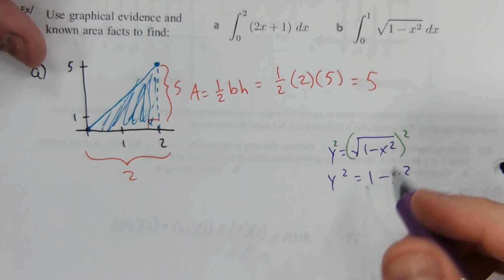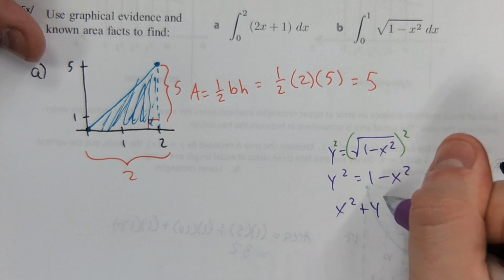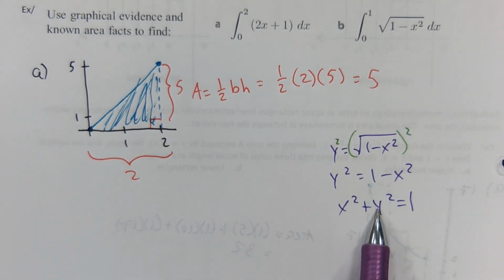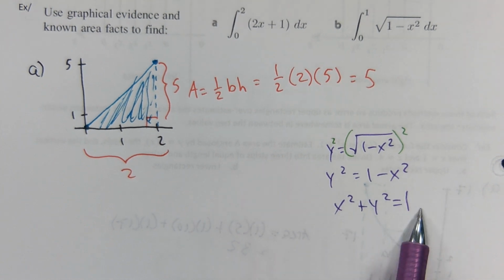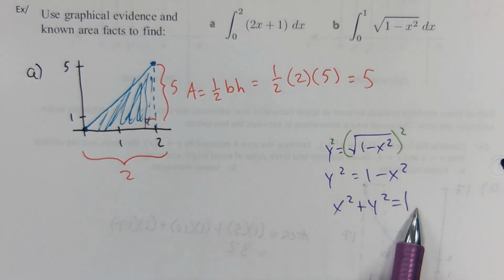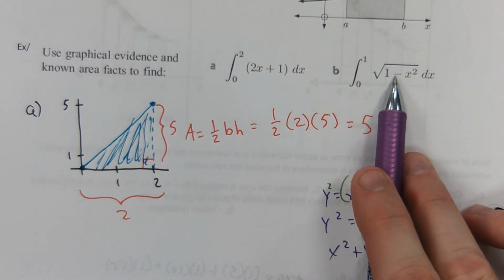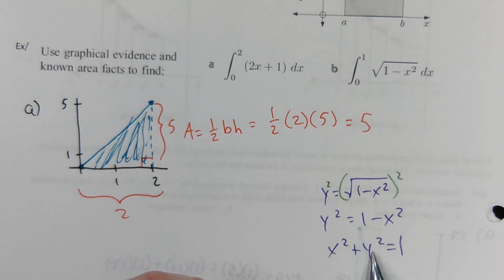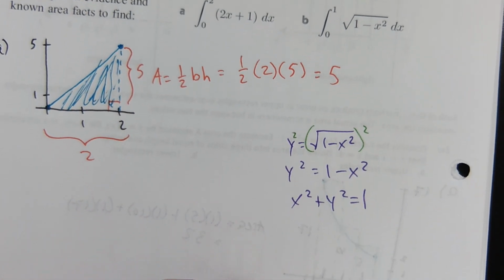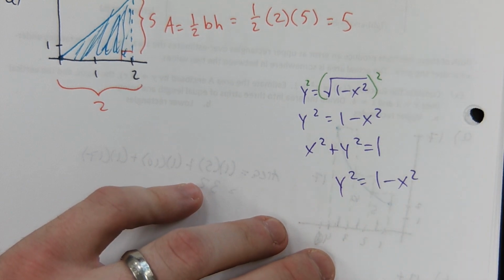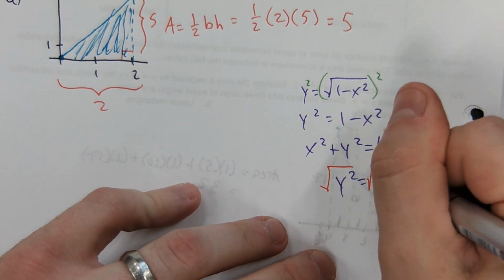And I'm going to add x squared to both sides. Well, golly gee, that is the equation for the unit circle. You know, a circle, x squared plus y squared, centered at 0, 0, with a radius of 1. But it took me squaring both sides to get that. So what is that? Well, let's do this in reverse order. Let's get y by itself. Subtract x squared from both sides. Take the square root of both sides. And now check this out.